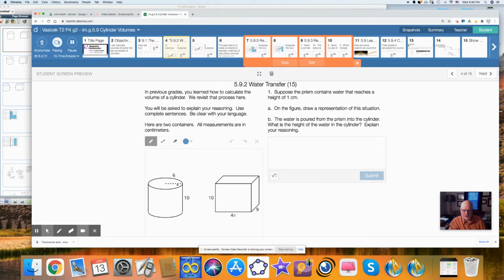So we have two containers. The measurements are in centimeters. Suppose the prism, this one, contains water that reaches a height of 1 centimeter. On the figure, draw a representation of this. And then that water is poured into the cylinder on the left. And what height does it go to?